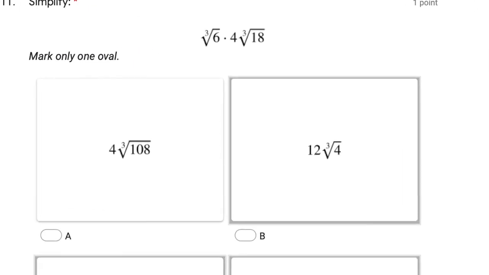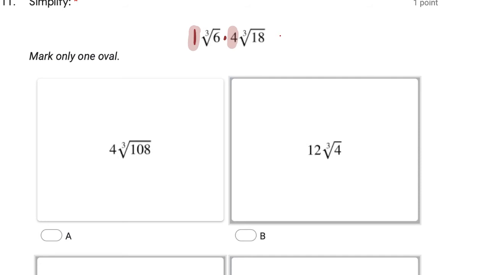This is a multiplication. We can tell it's got that dot right there, so we're multiplying. The rule for multiplying with radicals, as long as they're both the same index, these are both cube roots, then you can multiply them. And we just multiply the outside stuff times the outside stuff, so we have to do a 1 times 4, which is just 4.